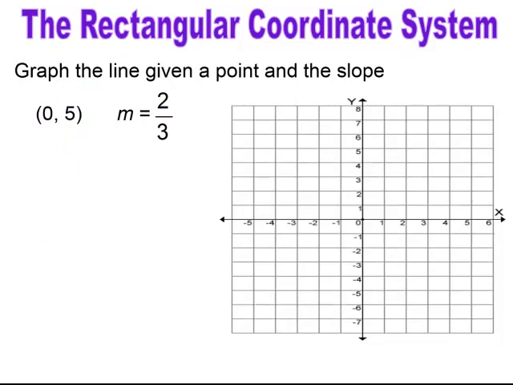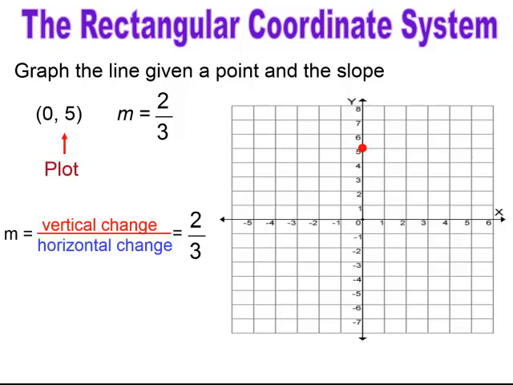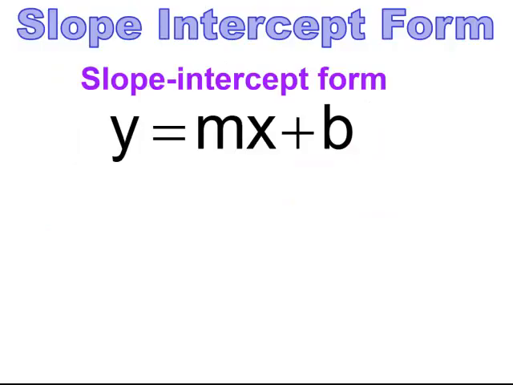Pause and try. So again, you're plotting the point, and you're using your slope, and you have your vertical change and your horizontal change because you have a fraction, and because it's positive, your vertical change will go up 2 and your horizontal change will go over 3 to the right, and you plot your point, and now you can graph the line.